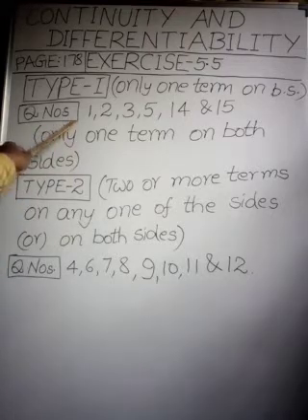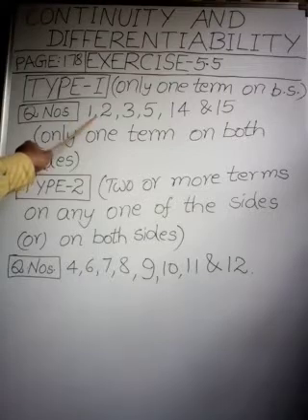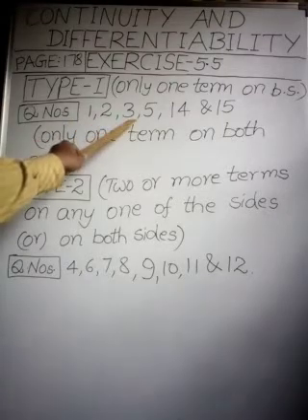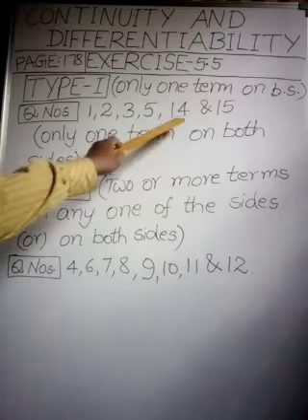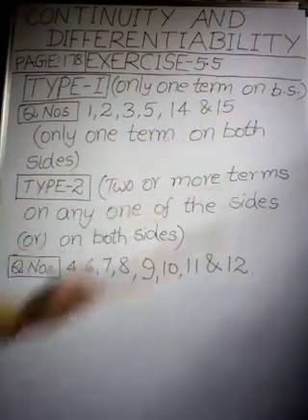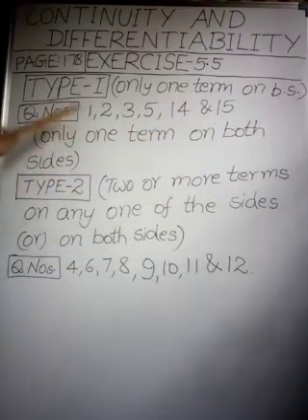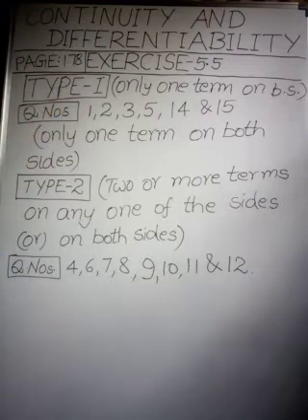So see these questions in exercise 5.5. Question number 1, question number 2, question number 3, question number 5, question number 14 and question number 15. All these are of type 1. If you observe these questions, in the given functions there is one and only one term.